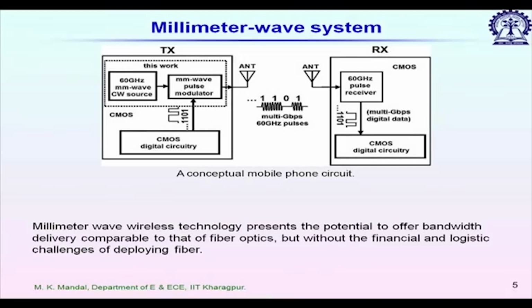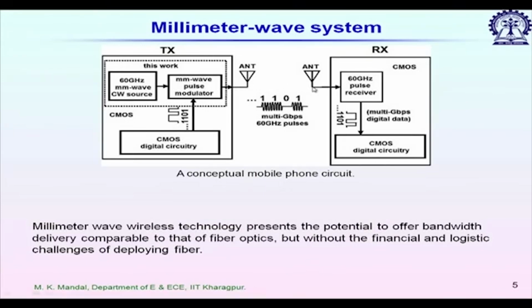In CMOS or BiCMOS procedure, the cost is quite low, but unfortunately the CMOS or BiCMOS process cannot be used for millimeter wave circuit design. So, in this particular example, we can use gallium arsenide or silicon germanium for the 60 gigahertz or millimeter wave generation, and for the baseband part we can use the CMOS digital circuitry. Then after modulation and amplification, it can be transmitted by one antenna.